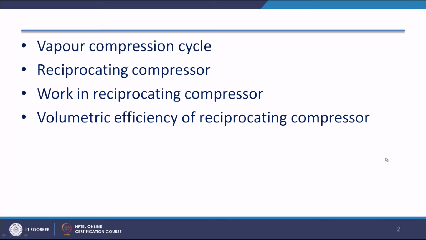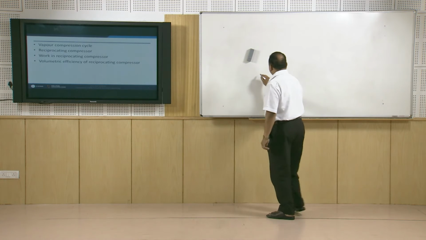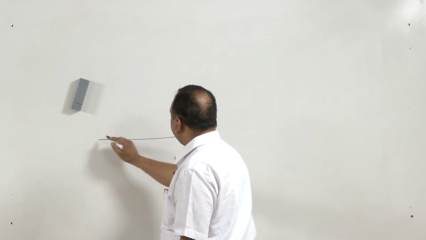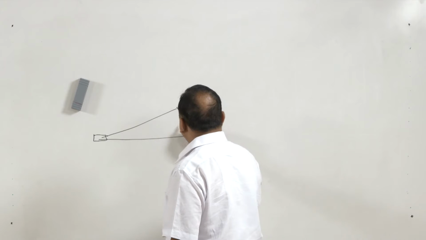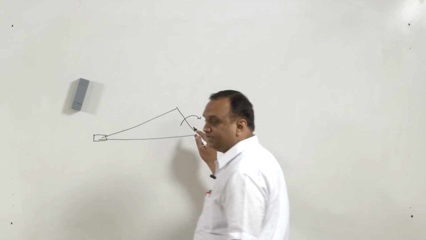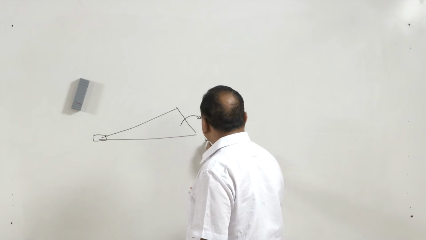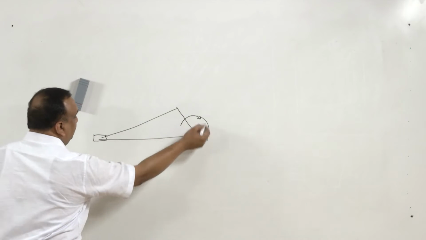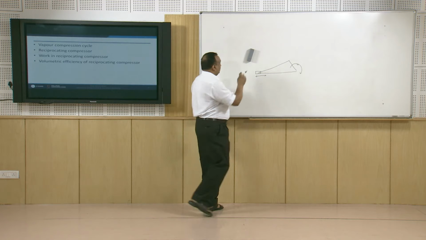A reciprocating compressor works on slider crank mechanism. A slider crank mechanism is a 4-link mechanism consisting of a piston, a sliding link connected to a rotating link which is known as crank, and there is a connecting rod. This rotational motion of crank is converted to the reciprocating motion of the piston.